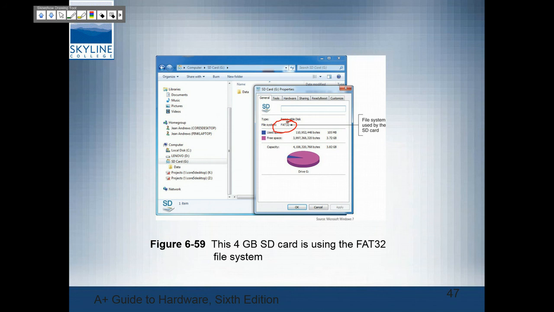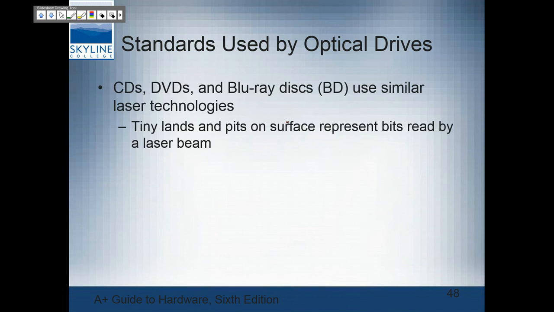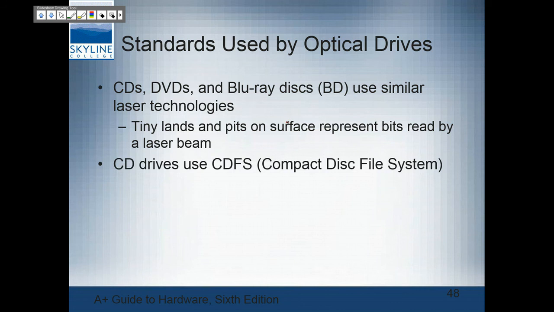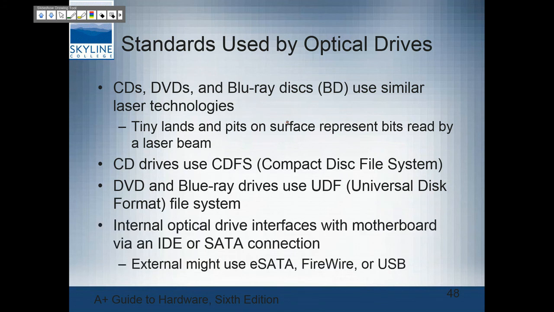The reason we use the FAT system is it has less overhead than NTFS. If you have a large flash drive or a large external hard drive, NTFS is the way you really want to go, because that's where all your security is. Similar technologies use lands and pits and a laser beam to do these things. The CD drive uses CDFS, the compact disk file system. DVD uses the UDF, the universal disk format.